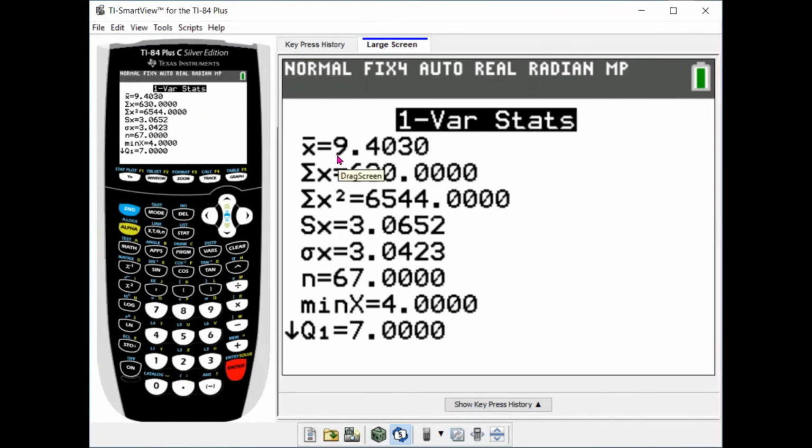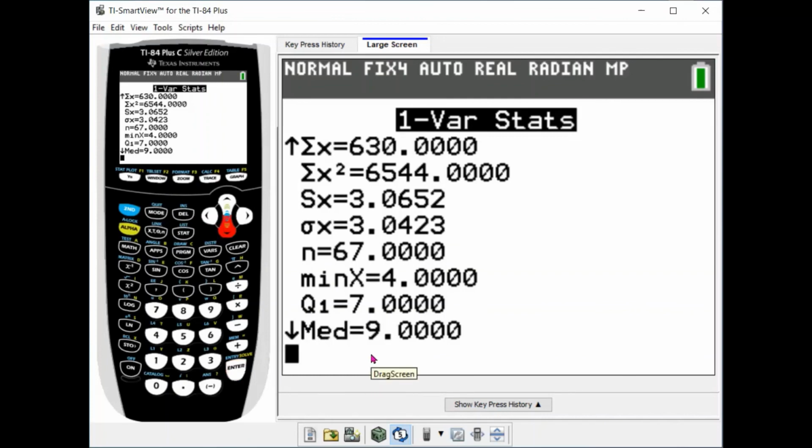So here you can see our mean. The first part is the mean, and you can see our mean is 9.4030. So that's mean. Now median will be a little bit down here. You can see median is 9. Sample standard deviation denoted by S is here, which is 3.0652. 3.0652 is the sample standard deviation.